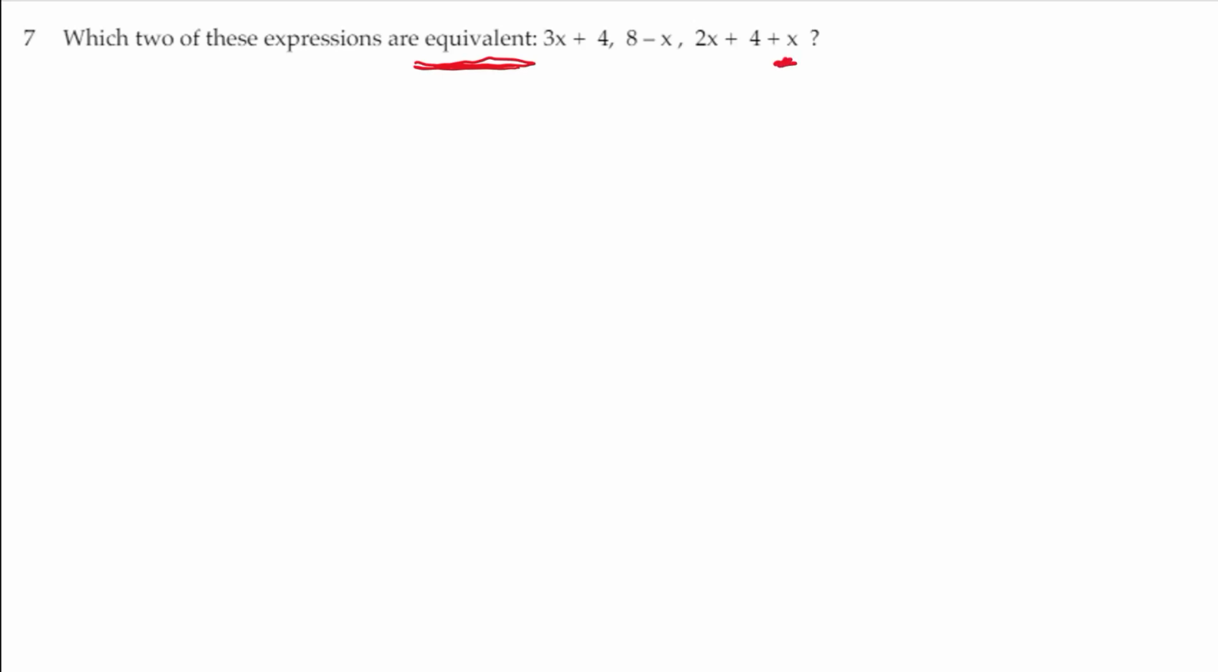So this x, let's just take it over and add it to that one. And what are we going to end up with? We're going to end up with 3x plus 4. So there we go. Which two expressions? This one and this one are the same. They both essentially say 3x plus 4.